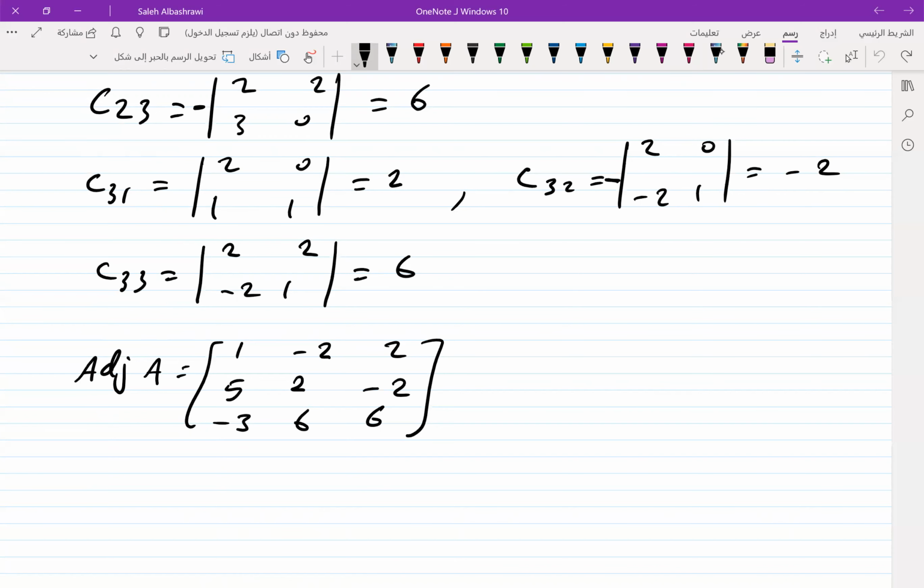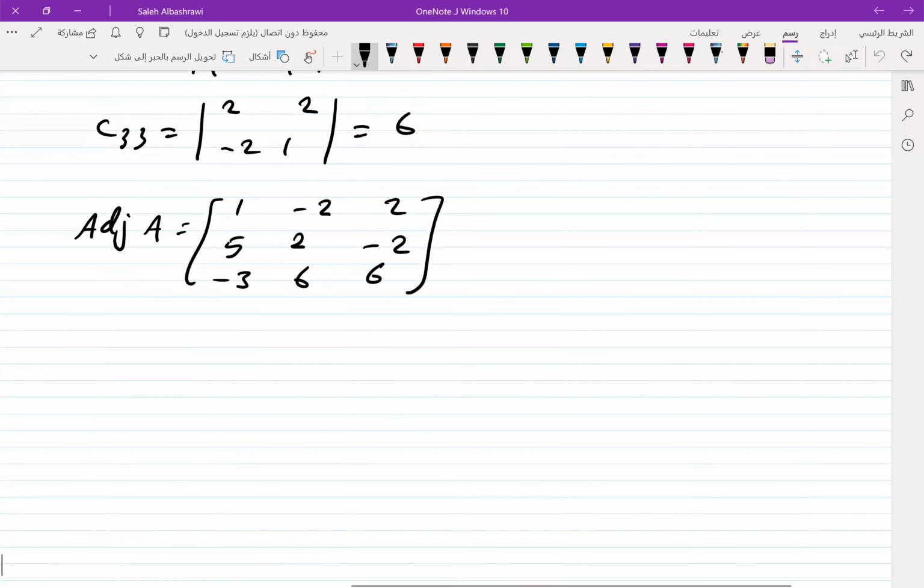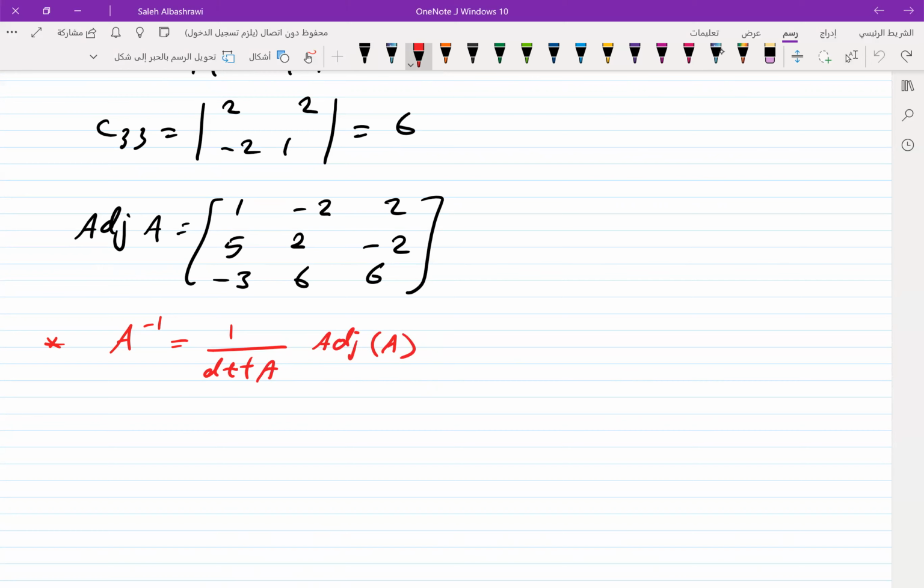Why do we need this one? Because this is one of the common methods to find the inverse of some given matrix. Because A inverse is equal to 1 over determinant of A multiplied by the adjoint of the matrix A. This is how to find the inverse for some given matrix A. A inverse equal to 1 over determinant of A multiplied by the adjoint of A. We have another method that will be discussed later on.